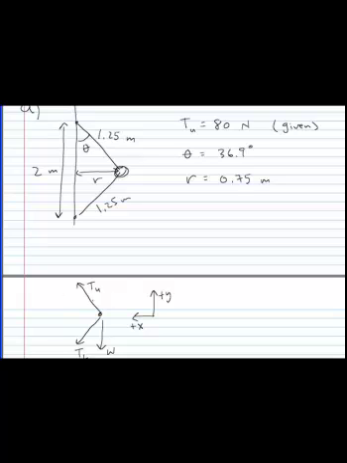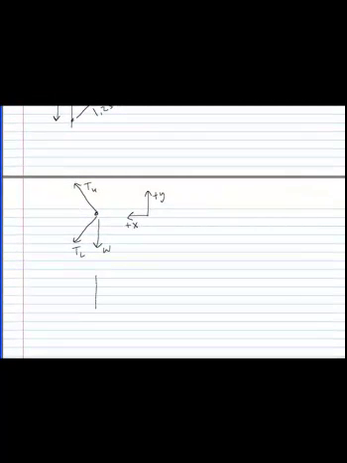So I'm going to change my vector T upper into components that are in the x and y direction, and same with T lower. So my T upper is going to have a T upper y and a T upper x, and my lower is going to have a T lower x and a T lower y, and I've got the weight of gravity in here too.